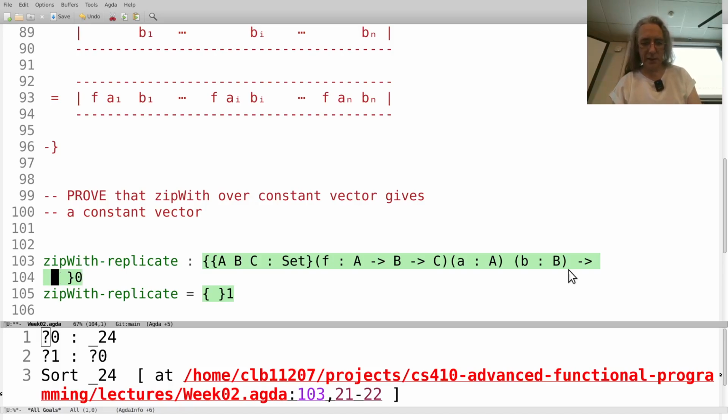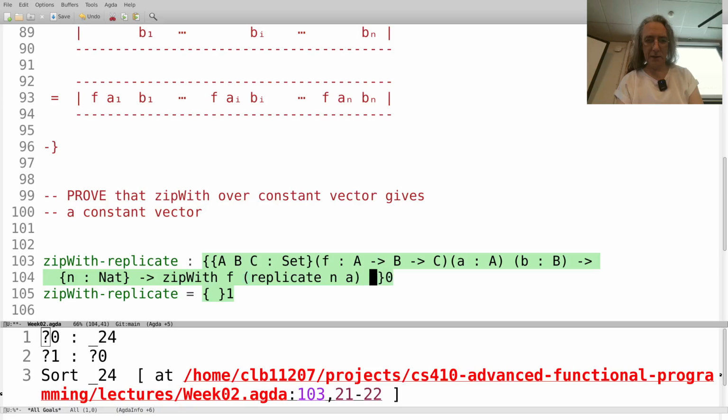Well, I'll do that here, actually, right? So we're going to say for all n in nat, if I, here I have to get this right. If I do zipWith f on replicate n a and replicate n b, then that's an awful lot of hard work for nothing, because we could just have done replicate n (f a b).